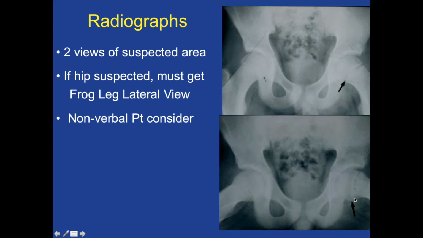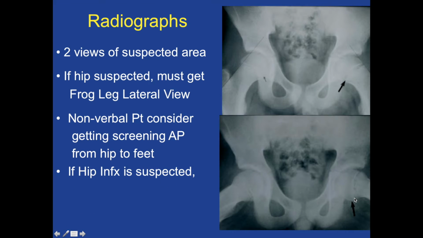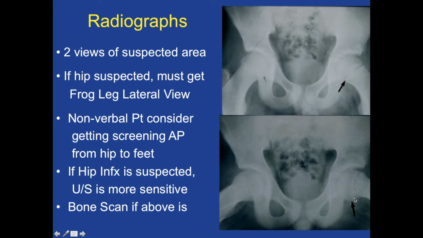In the nonverbal patient, what should you do? Well, you may want to consider getting a screening AP view from the hip to the feet to look for things such as that spiral fracture of the tibia that I showed you earlier. And if you suspect a hip infection, ultrasound is much more sensitive for picking up abnormalities. And then if all else is negative, you may want to consider getting a bone scan.